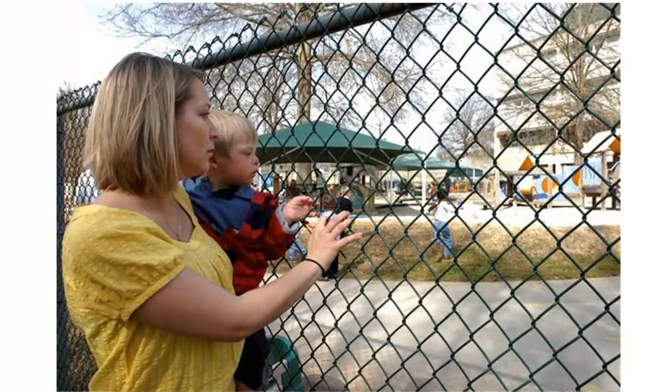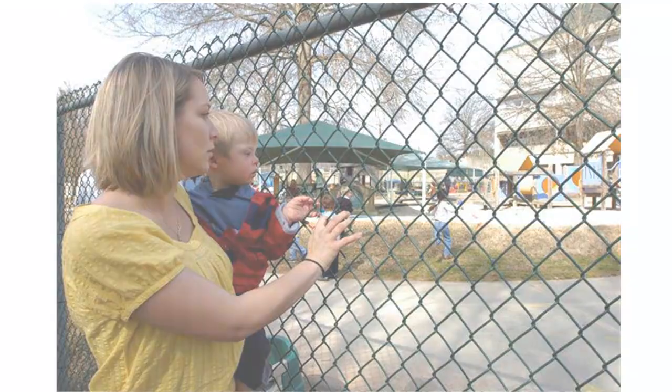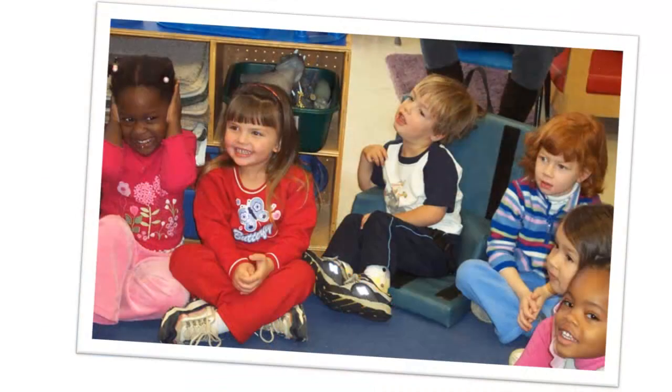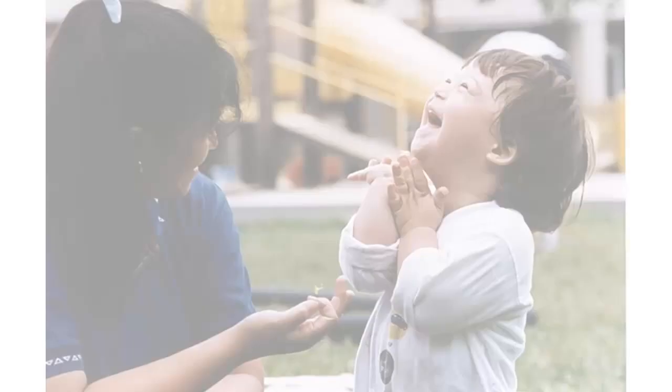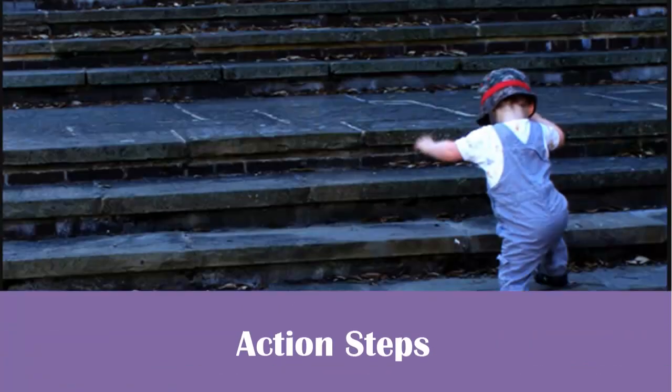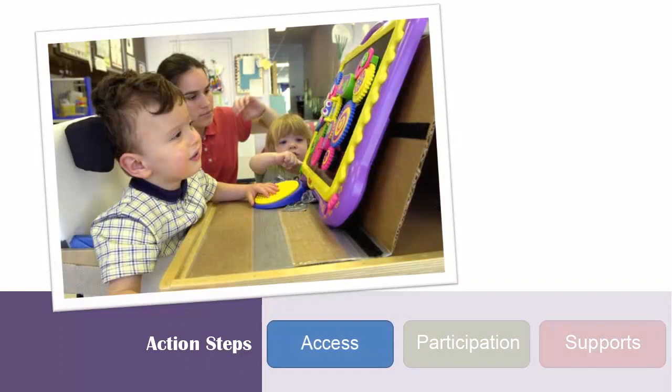Much more work needs to be done to ensure that all young children with disabilities and their families have a sense of belonging and access to the highest quality inclusive programs and services in this country. And that is where you have an important role. There are 3 concrete steps you can take. First of all, think about access.